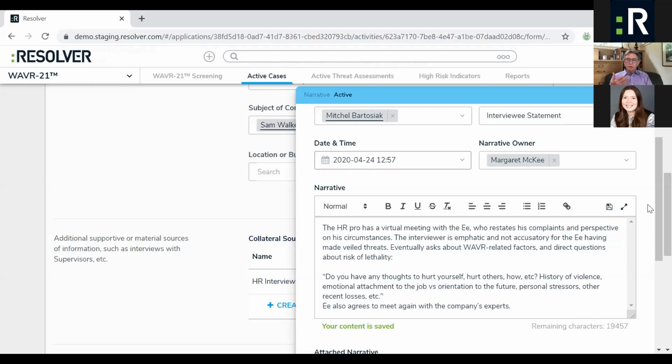waiver-related questions that have to do with the 21 factors, including risk of lethality. Well, do you have any thoughts to hurt yourself or hurt others, etc.? Have you ever hurt anyone? I know it was hard you lost your job, but do you think about the future, or are you just still dwelling on losing that job? How important was that job to you?